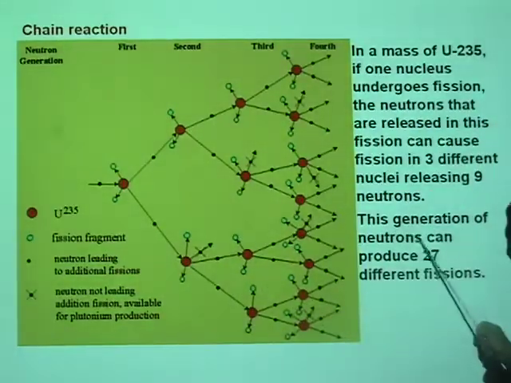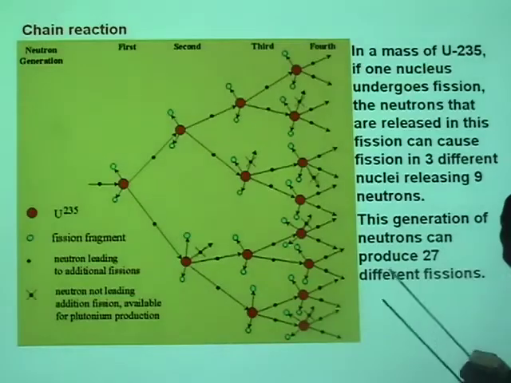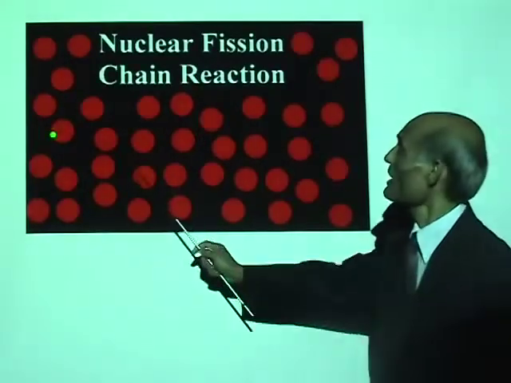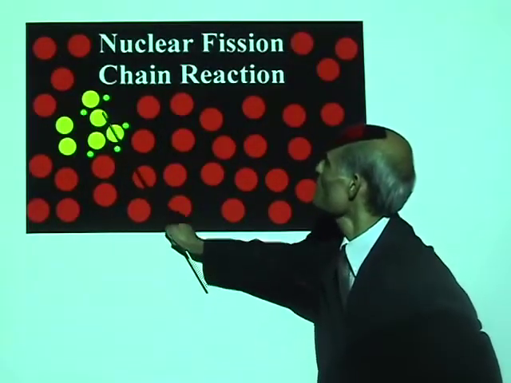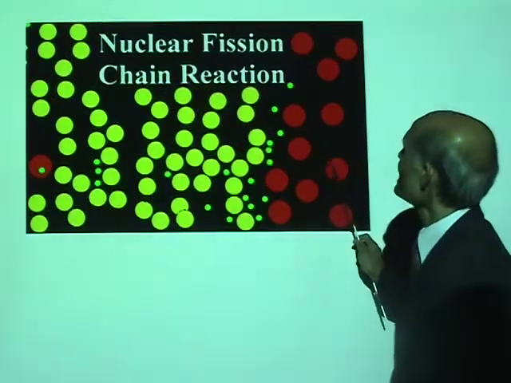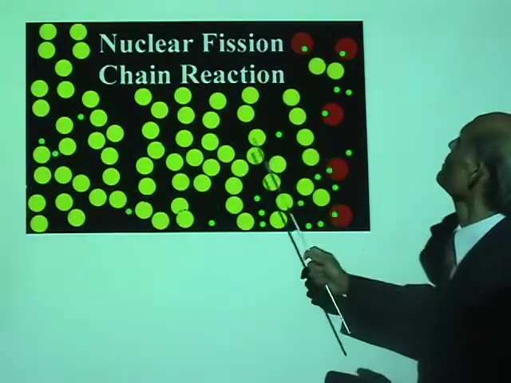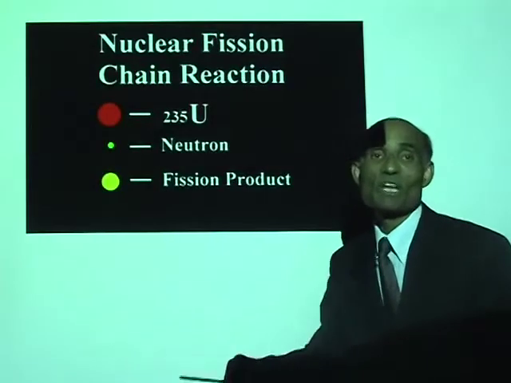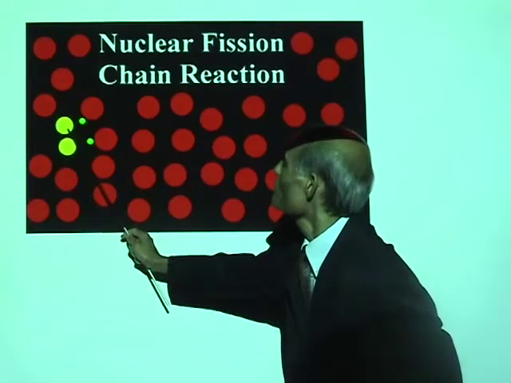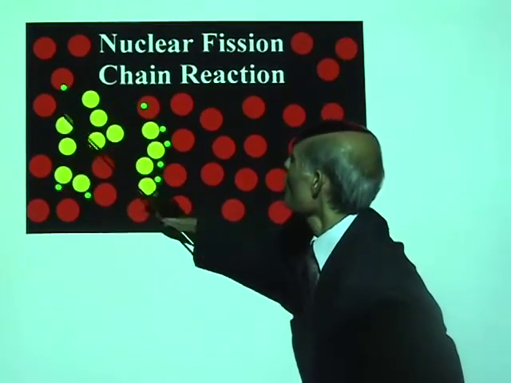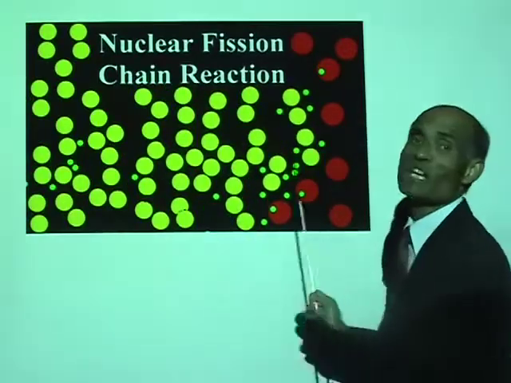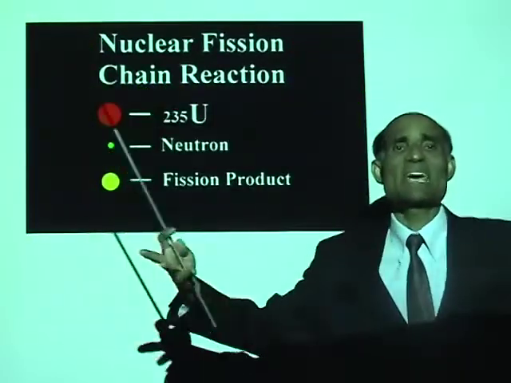Now, this generation of neutrons can produce many more fissions and so on. Now, look at this, a chain reaction. Look, the neutrons going and creating more fission. Well, look, it doesn't take a very long time to produce fission in the entire material. Watch it again. 1 neutron produces the first fission. 2 fissions, 4, 16, 64. You can see the chain reaction has now taken over.